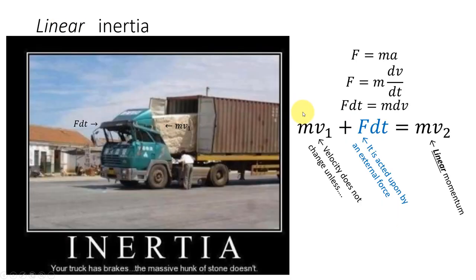Okay, so here's another example of that. So the truck stops, the rock does not stop. The rock has some linear inertia. An object in motion wants to stay in motion, and it's going to take a force to stop that object from moving.